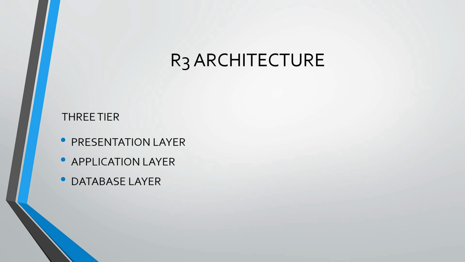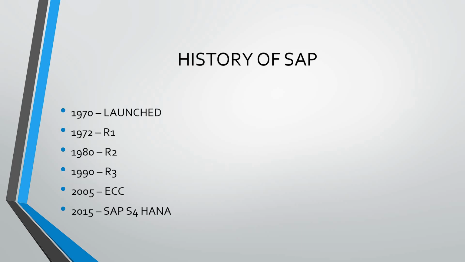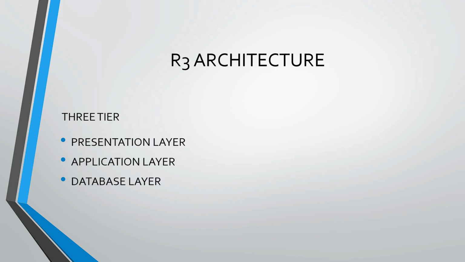Now, what is the R3 architecture? As in the previous slide, we have seen in 1990 they created the R3 version. In ECC also there is R3 architecture. In SAP S4 HANA also we have an R3 architecture. So we should know what this R3 is. R3 means 3 tier. Which are the 3 tiers? Presentation layer, application layer, and database layer.